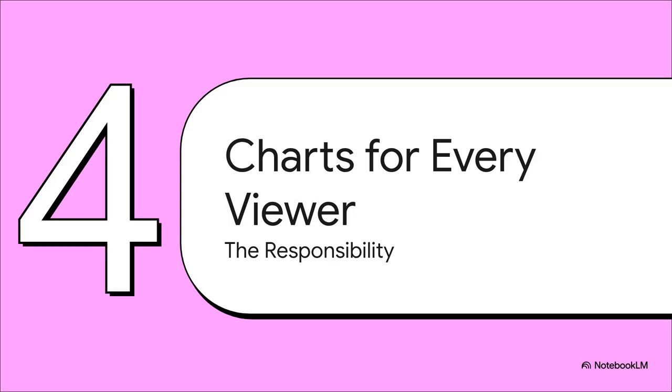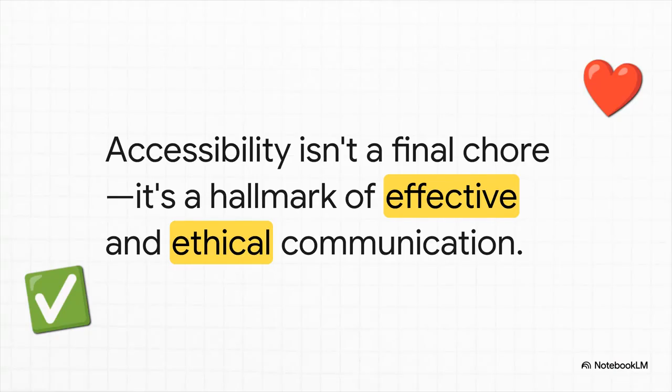And that brings us to our final and, I think, our most important section. Because a truly great graph isn't just clear and beautiful, it's also responsible. It has to work for every single person who sees it. And this really requires a shift in how we think. Accessibility isn't just some chore you check off a list at the end. It is a hallmark of effective and ethical communication. I mean, think about it. If some of your audience can't understand your chart, then the chart has failed its #1 job.